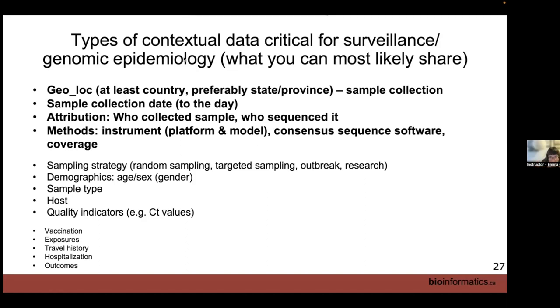Now, the data types at the bottom of the list here. Unless you are deeply embedded in a public health organization and you have very good working relationships with people in different parts of it, things like vaccination, exposures, travel history, hospitalization, health outcomes, these things are going to usually be pretty difficult to get and pretty difficult to share. But if you can get them and share them, they are very informative.